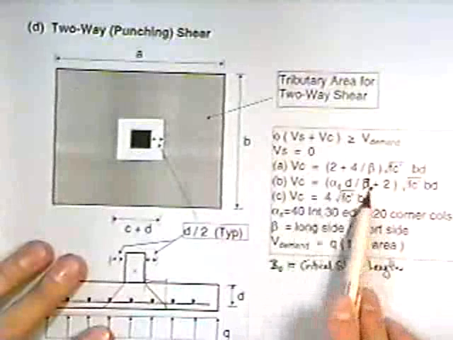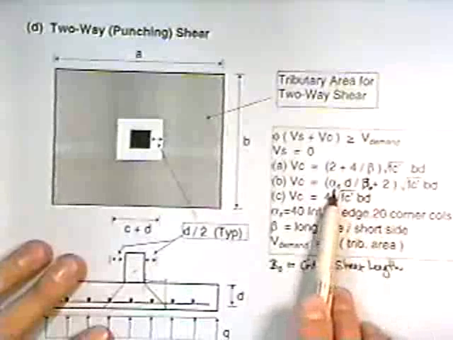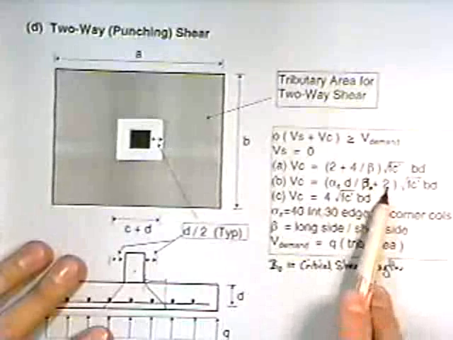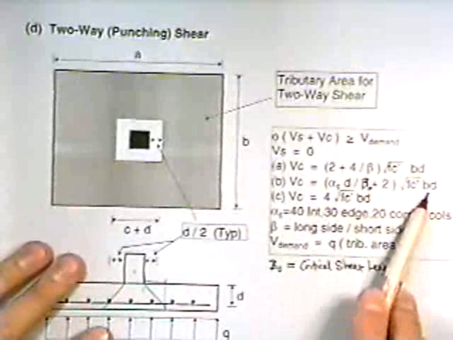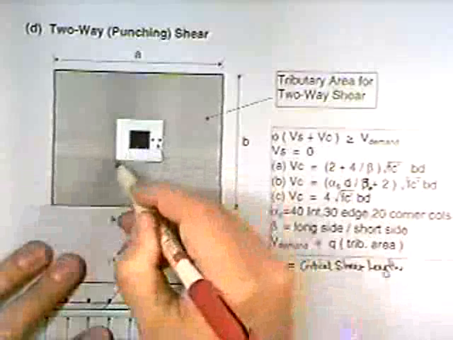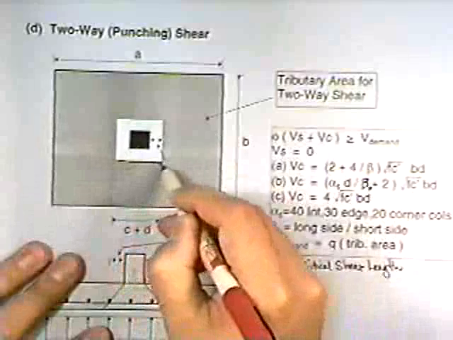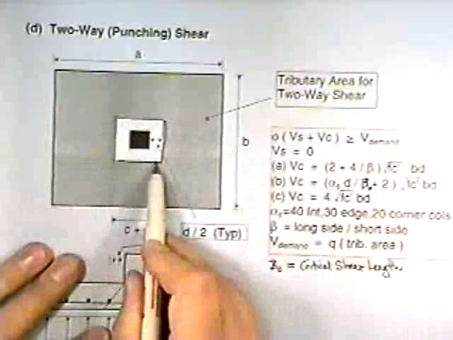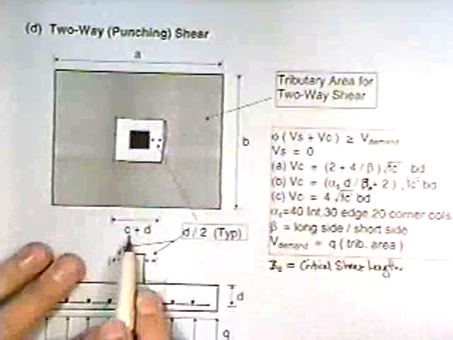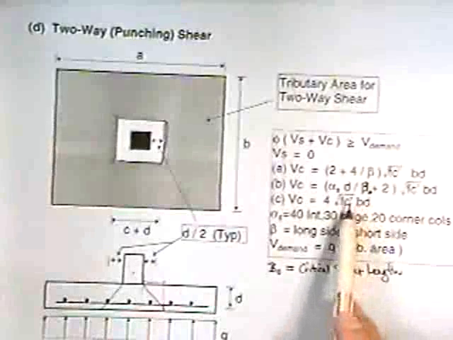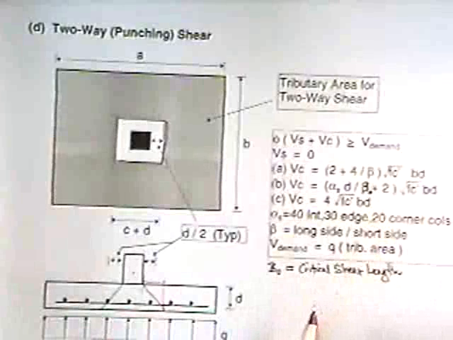The other criterion, and this is wrong in your notes, is (alpha_s times d divided by capital B0, not beta, plus 2) times root f'c times b0 times d. B0 is the critical shear length, the dimension that goes all the way around the critical section. If this length from here to here is c plus d, all the way around it's just 4 times (c plus d). Then alpha_s d over b0, parentheses closed, and then you add a 2 to the result. That's correct.